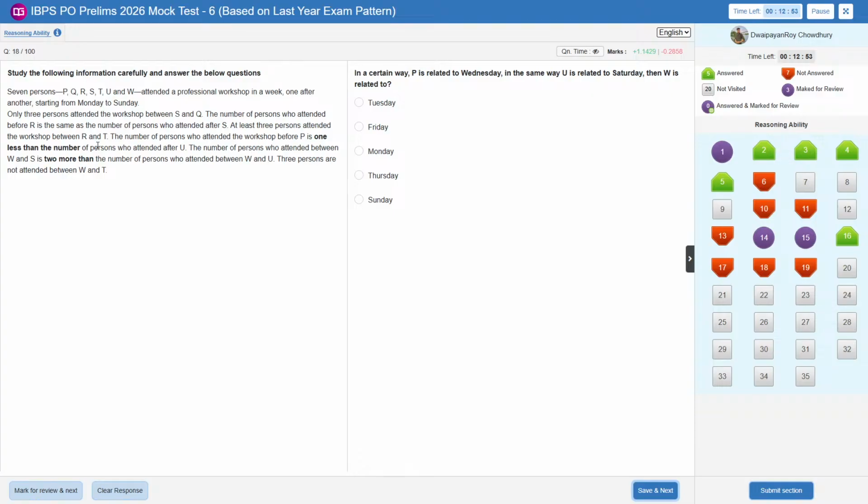Should I skip it? S, R, and I guess Q, 1, 2, 3, Q. WS, 1, 2, WS 1, 1, 2, 3, not possible. WS 4, then WU 2, and below U 2, above P 3. But again, then again, T will have 3. 3 are not attended.